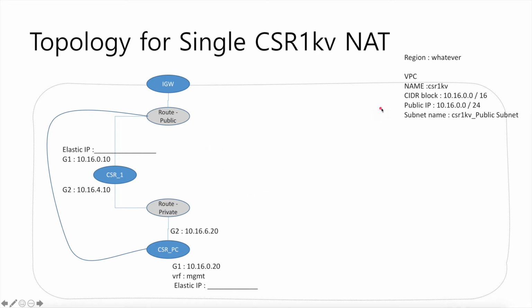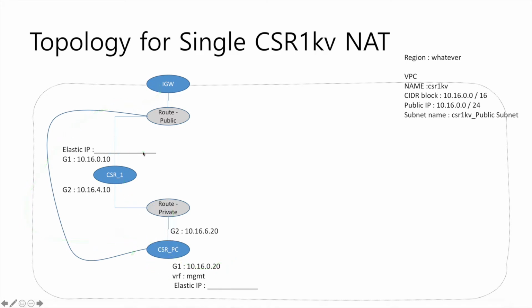So I will make a new VPC with the name CSR1kv. The CIDR block is 10.16 as a B class, and the public IP address is here, 10.16.0, and there will be two private subnets. One is 10.16.4, the other is 10.16.6, and two routes, one public and one private. For the CSR1kv, I use a VRF, virtual routing forwarding, for the management. The management traffic will go this way, and the other traffic will go this way.